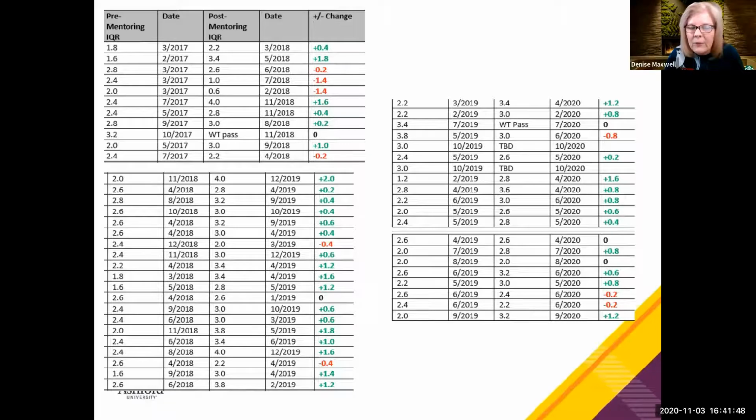That indicates that 70% of those who were mentored were able to demonstrate improvement in their performance as assessed by the IQR. 5 of those individuals, or 9%, showed no growth, and 9 of those instructors, or 17%, had a negative change or went down in their IQR score.